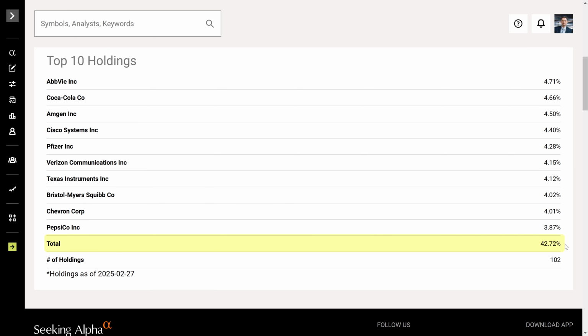Concentration is a double-edged sword. It amplifies both gains and losses. Recently, SCHD underperformed its peers, and the concentration at the top was a big contributing factor. So if this is a concern to you, maybe it makes sense to diversify your SCHD holdings in your portfolio with other funds less concentrated.